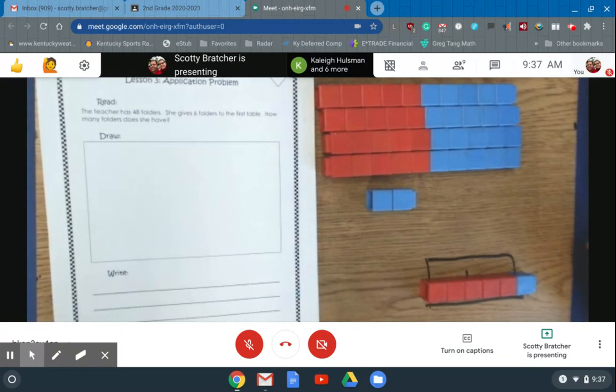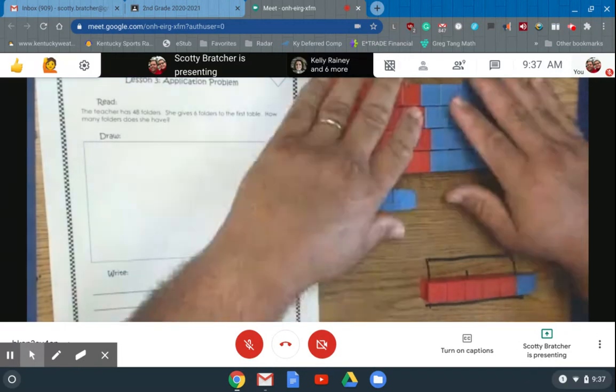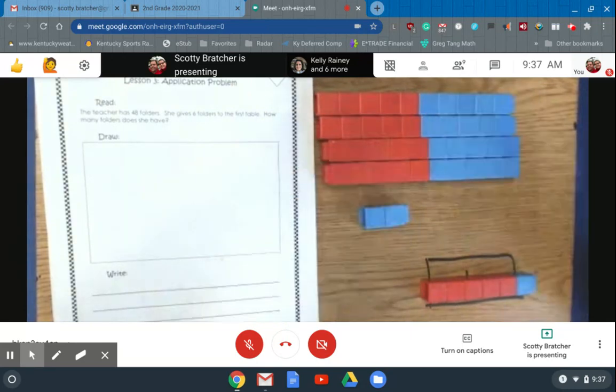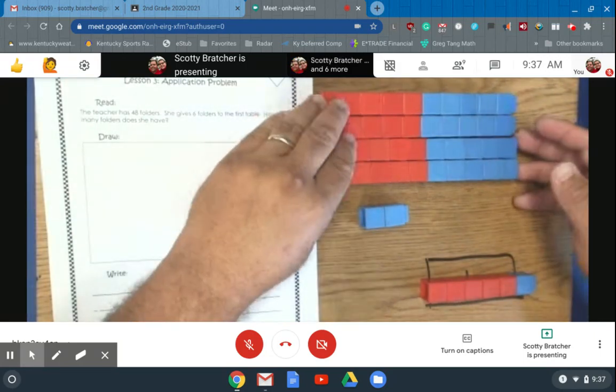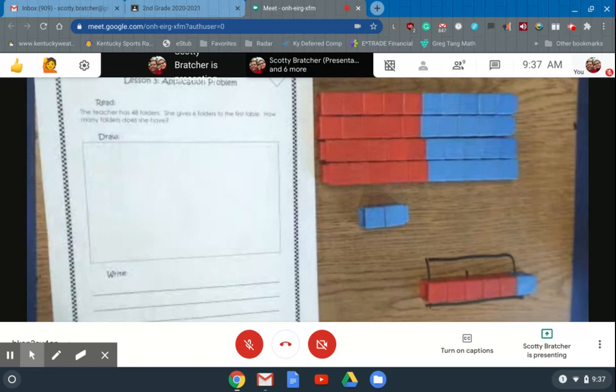How many folders does she have? And it should say how many does she have left. So how many's left up here? Don't say it out loud. Think about it. 42. And Kaylee says it's 42. All right, is she right? Yes.